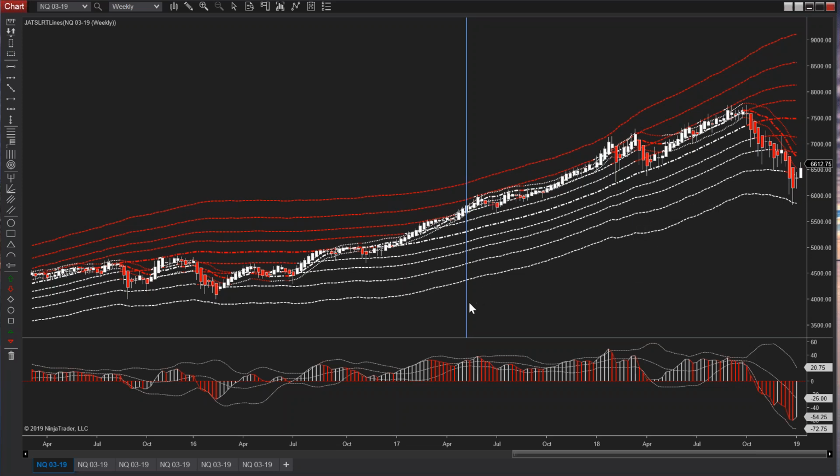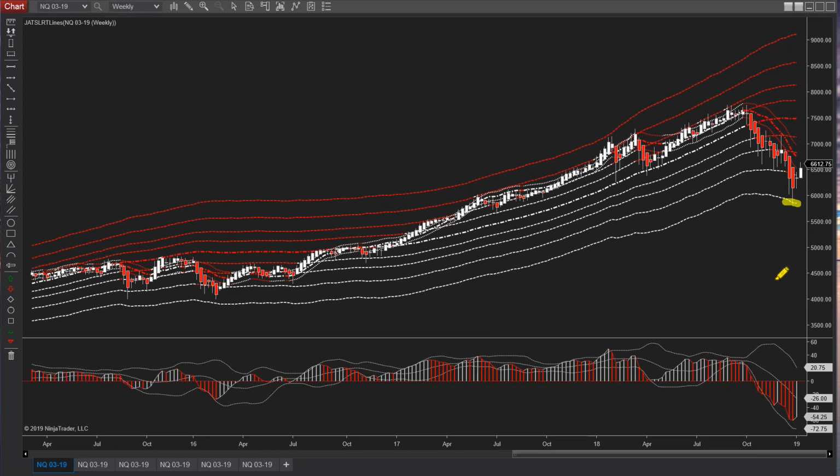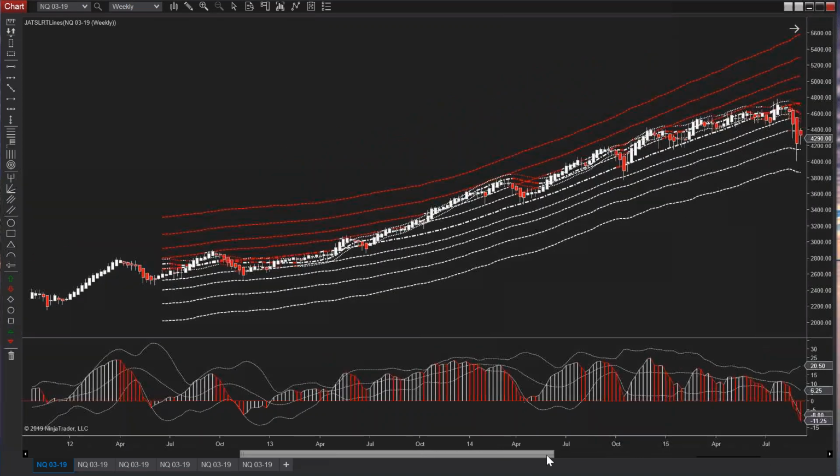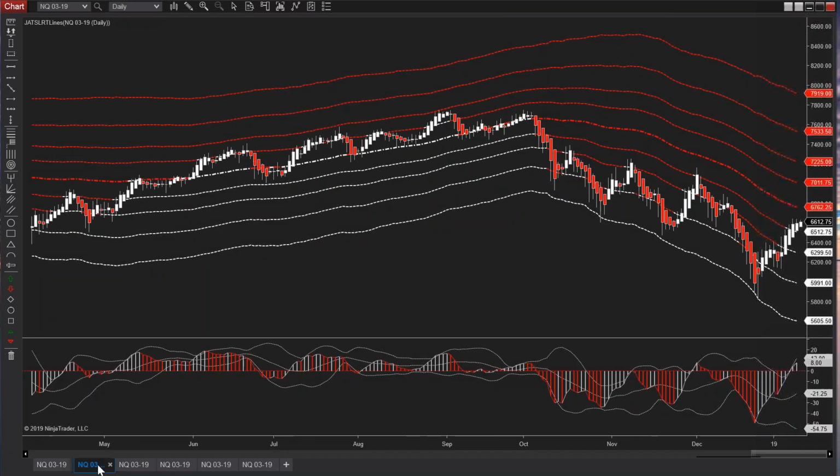Do you see that on the weekly? Are y'all starting to see this? These levels are dynamic and they work on all time frames. This is the weekly chart. Let me try to back it up so you can see weekly, daily.